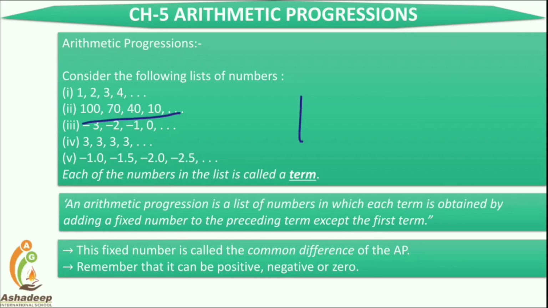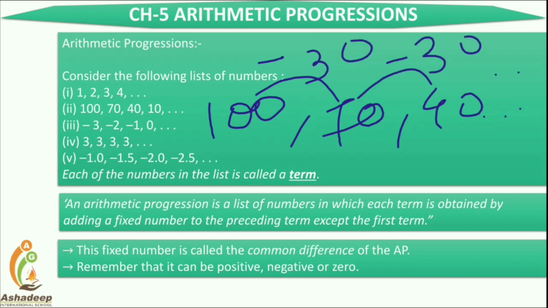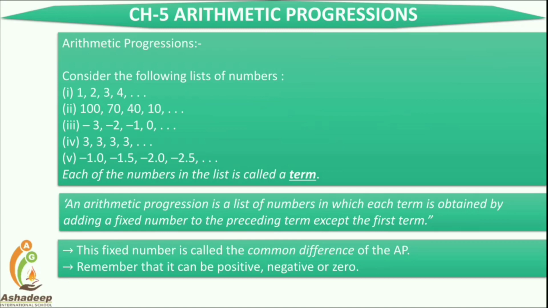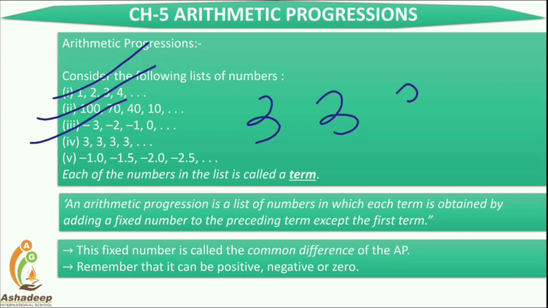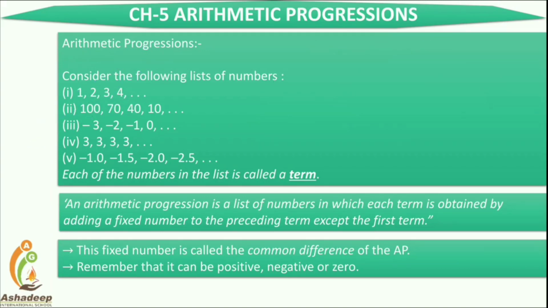Now see over here, it is 100, then 70, then 40 and on and on. So here the difference is minus 30. If the differences are equal, then we can say the given series is an AP. So the first is an AP, yes. The second is an AP, yes. The third one, yes. The fourth one, 3, 3, 3, 3. The difference is 0. If the difference is 0, then we can say the given series is an AP, right?